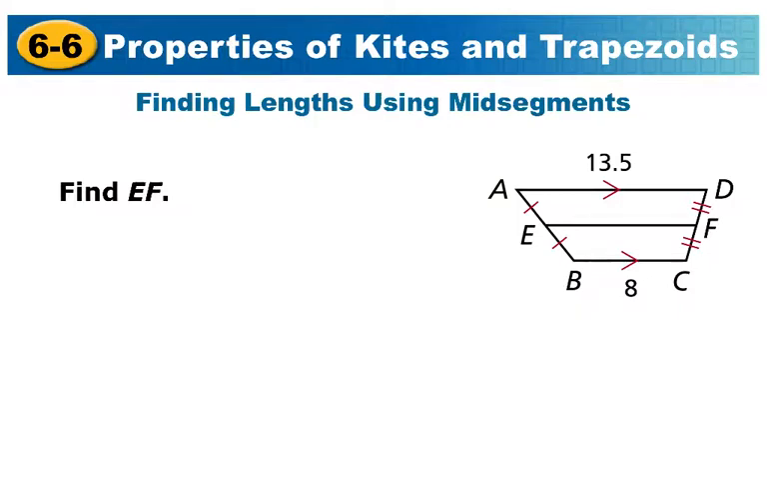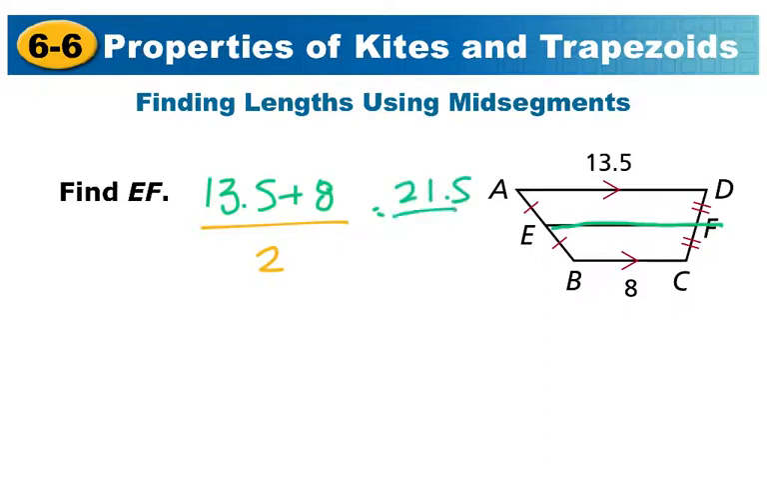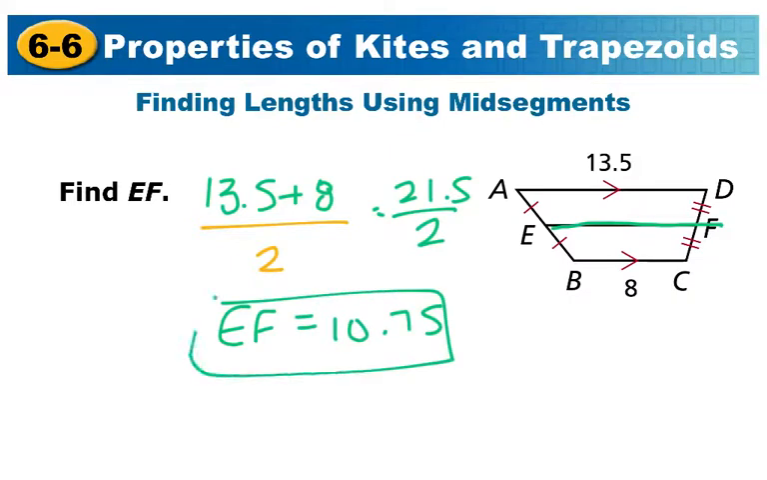So taking a look at this, we want to find the midsegment, which is EF. And so all we have to do is take our bases, which are 13.5 and 8, add them, and divide by 2. So if we add 13.5 and 8, we're going to get 21.5. Divide that by 2, and we're going to get 10.75. So that's our length of the midsegment.